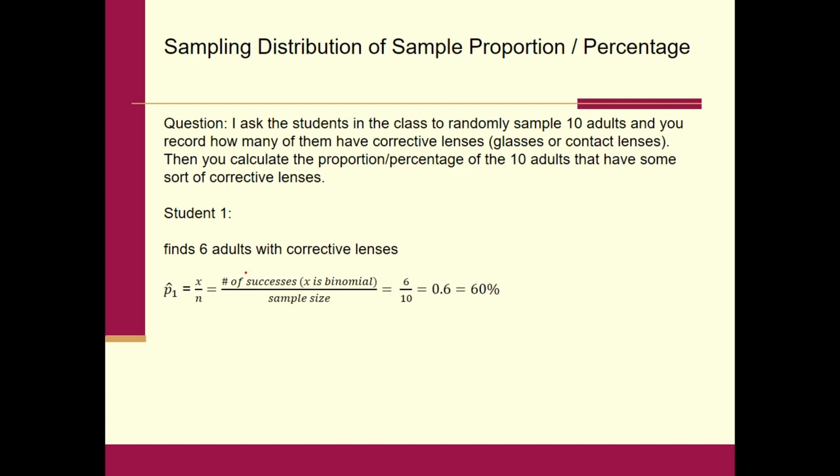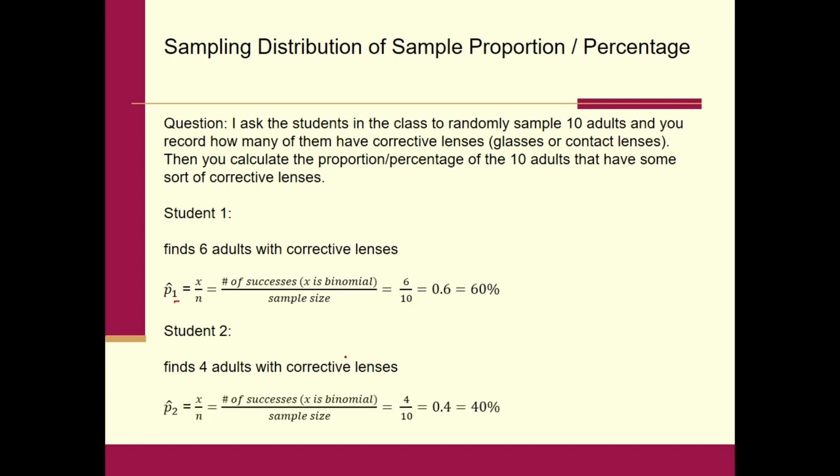Okay, and that was for person number 1. But person number 2 is going to probably look at 10 different adults, and do you think it would be okay that he or she found just 4 versus the 6 over here? Yeah, because it was 10 different adults. And so maybe her p hat, for the second person, turned out to be what? 0.4 or 40%.